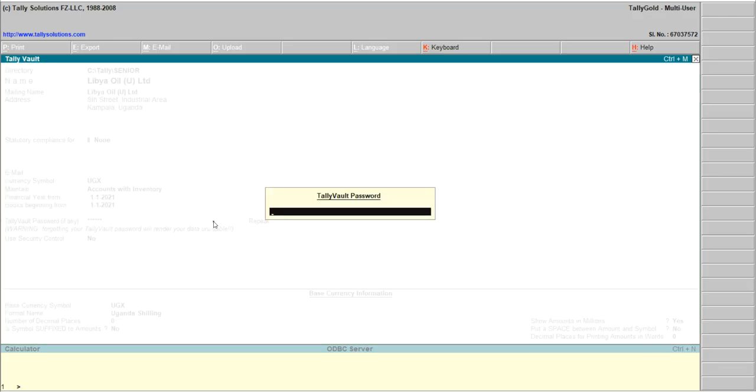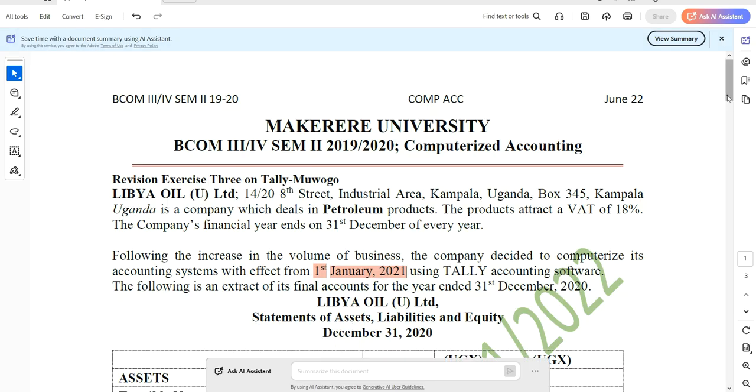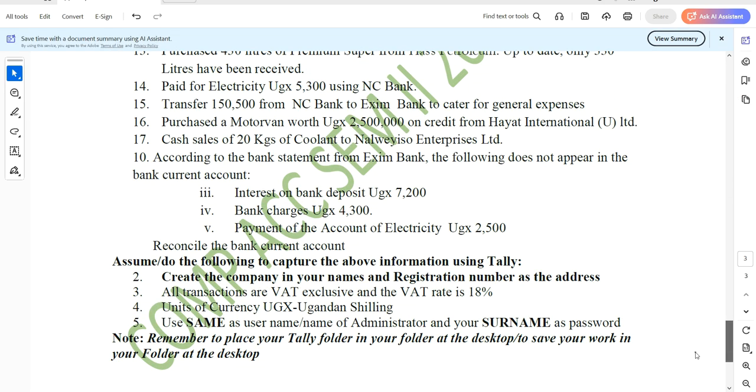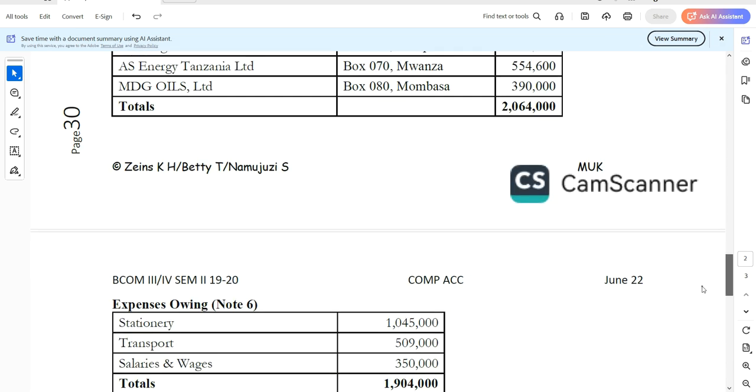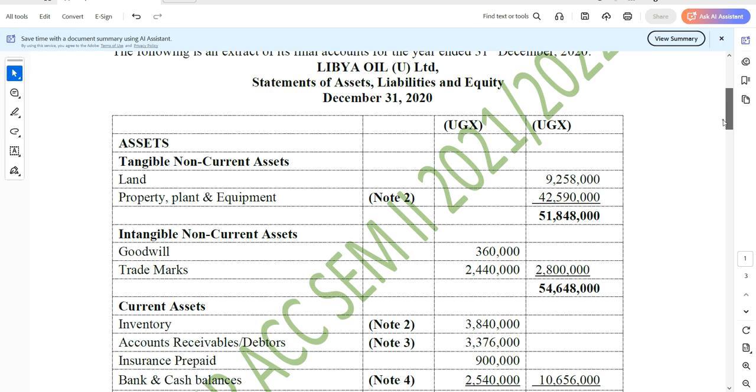Tally vote password, put the other password. Me, I used senior. So the company is now being created. Tally is creating our company. So we are going to see what to do now. Create, assume or do the following to capture the above information using Tally. So we are going to enter all this information in our company that is created.